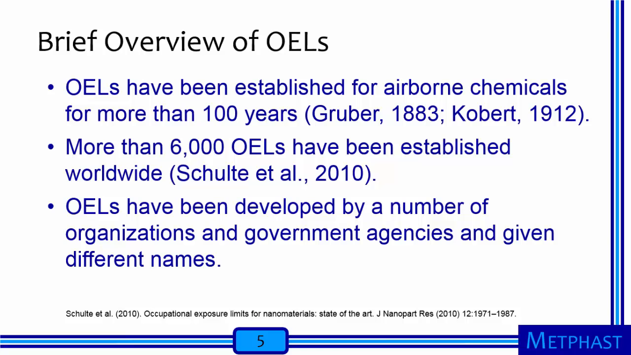This concept traces back to the late 19th and early 20th centuries with the studies of Gruber in 1883 on carbon monoxide and Cobert in 1912 on 20 industrial substances with toxic effects of acute exposure. In the first 40 years of the 20th century, the number of exposure limits rapidly increased. By the early 1940s, control of the occupational environment to prevent adverse health effects from hazardous substances was becoming an accepted principle. More than 6,000 OELs have been established worldwide, according to Dr. Schulte and his group at the National Institute of Occupational Safety and Health. OELs have been developed by a number of organizations and government agencies and given different names. For example, maximum allowable concentrations, threshold limit values, permissible exposure limits, recommended exposure limits or RELs, and provisional hygiene standards.